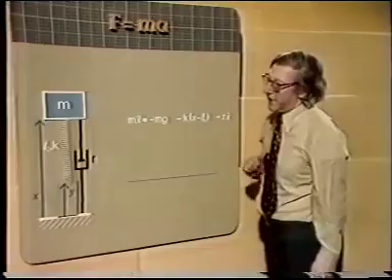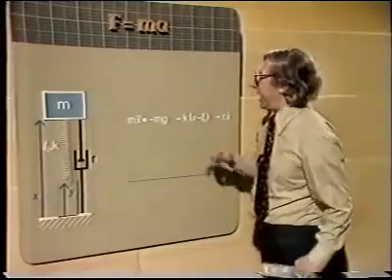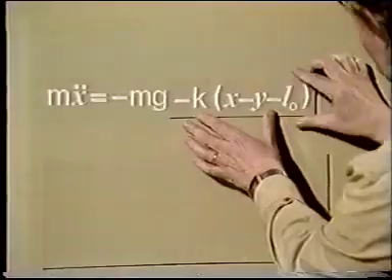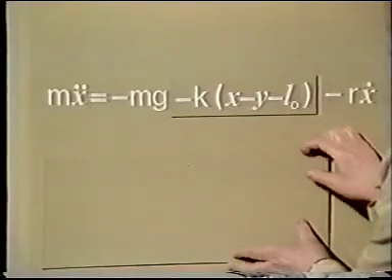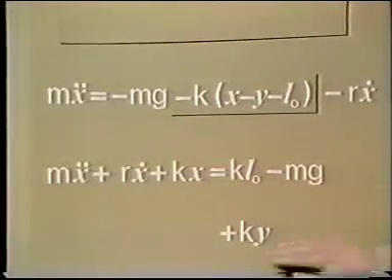Well, the only change is, as you can see, in the length of the spring. Instead of x, it's x minus y. So this term becomes this. And that's my equation. It's still a rather simple equation, and if I rearrange it slightly, it's even simpler.